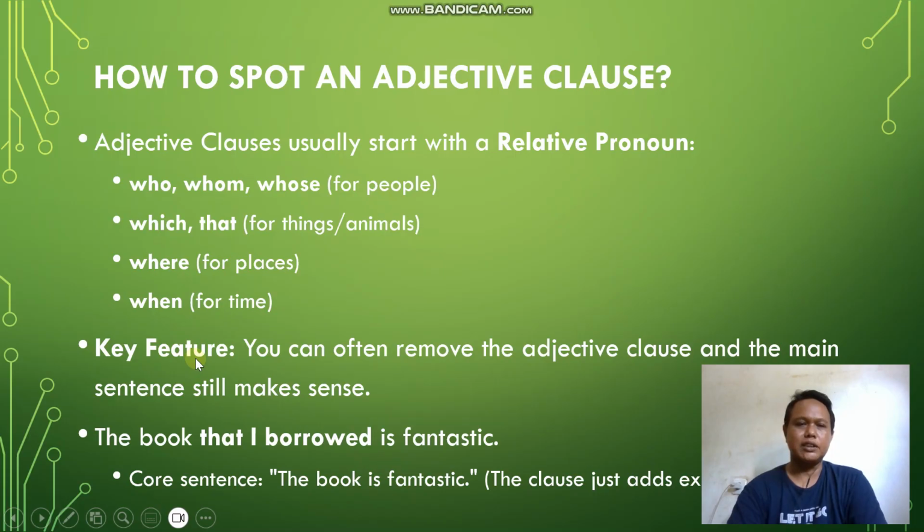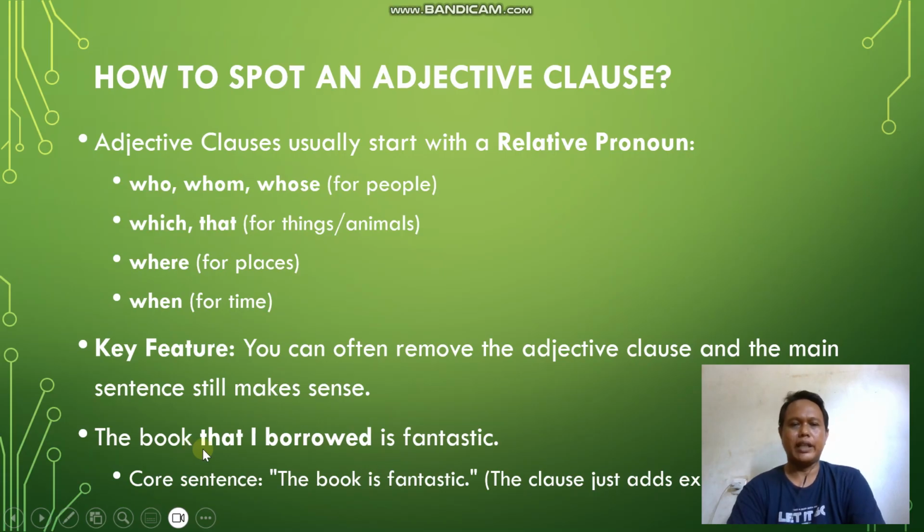The key feature: you can often remove the adjective clause and the main sentence will still make sense. So when we remove the adjective clause, the sentence still makes sense. The sentence still has meaning that we can understand. So this is the difference between an adjective clause and a noun clause.